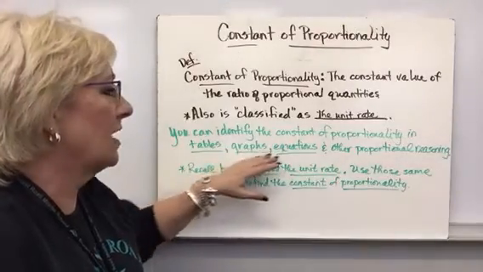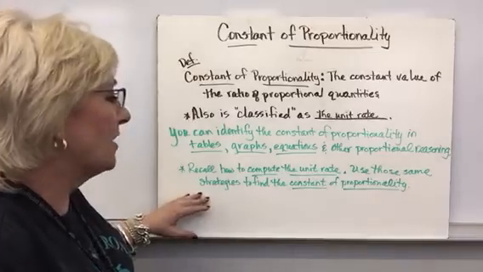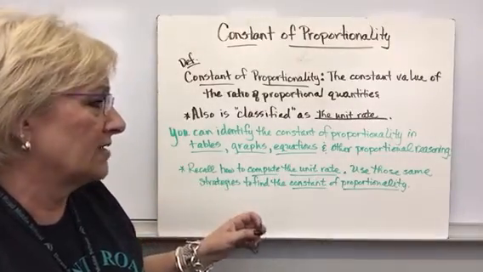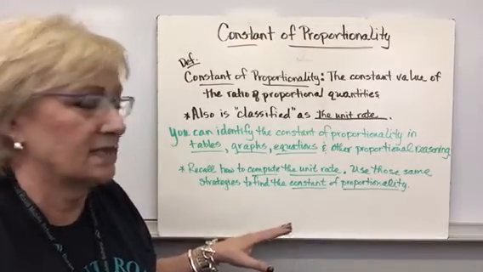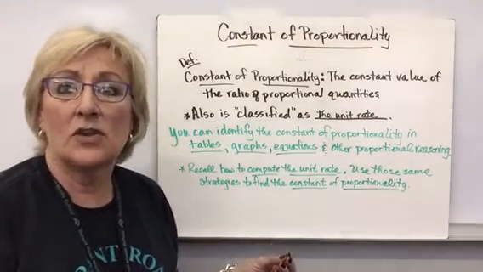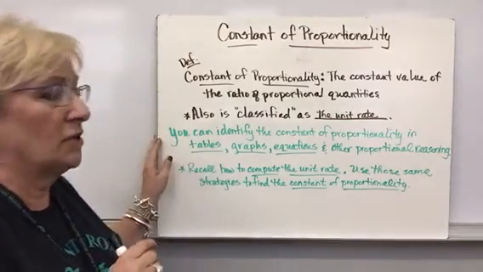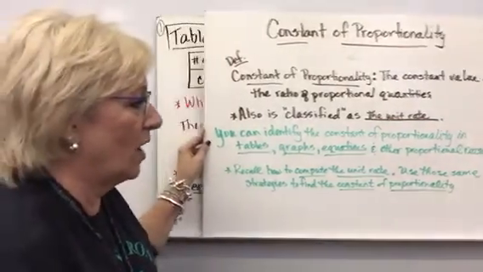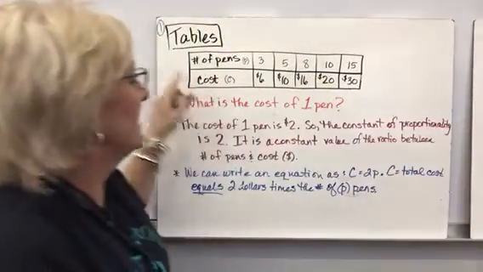We are going to be talking about and giving examples of those three today. Recall how to compute the unit rate. Use those same strategies to find the constant of proportionality. For example, when I'm talking about unit rate, I'm talking about how much does one cost of each. So I'm going to be looking for x to be 1, or how much one item costs. We're first going to look at tables.